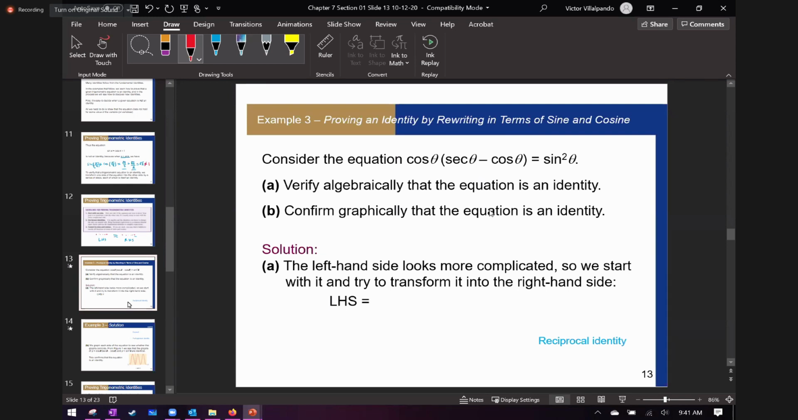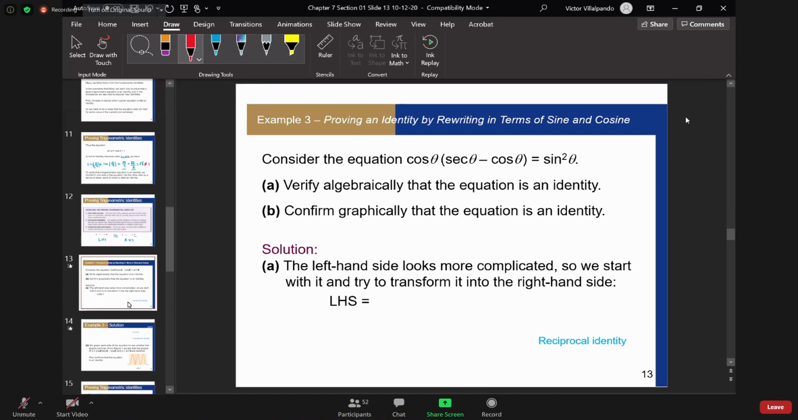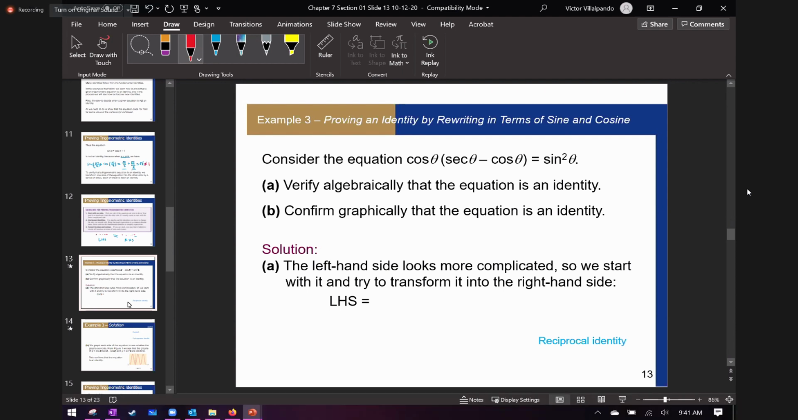So, just bear with me. It's just a variable. So if you do see another variable, it's just the same thing. You can use a happy face as a variable if you like. You just have to define it for the audience.